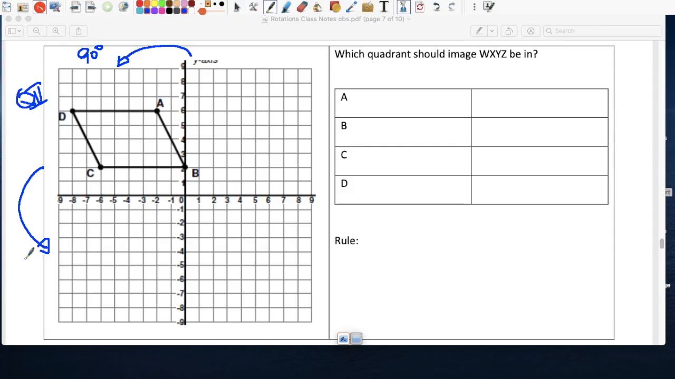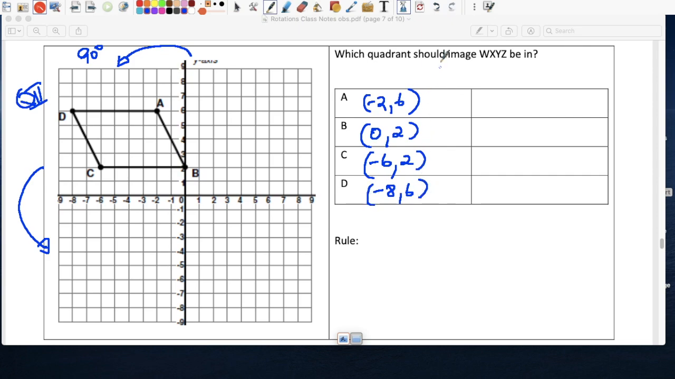Right, so over here, let's write the coordinates first. Point A is (-2, 6). Point B is (0, 2). Point C is (-6, 2). Point D is (-8, 6).